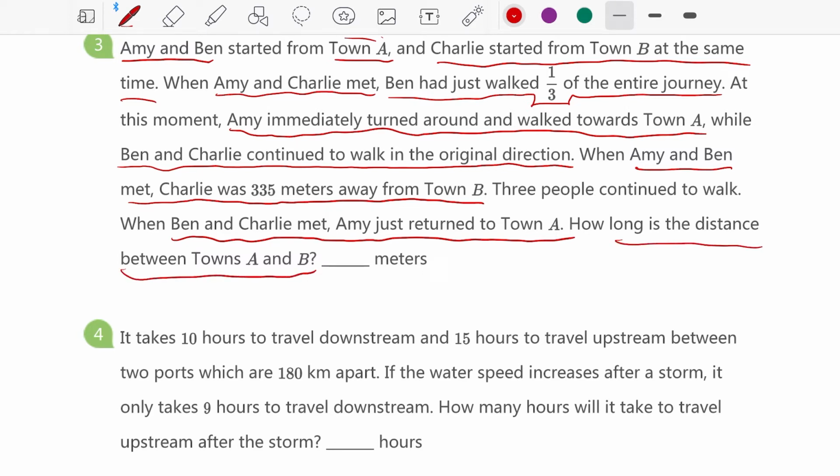It looks a little bit complicated and confusing, but not to worry, let's take a look. It can actually be simplified by drawing out a few distance diagrams for us. So let's draw them out. We have town A, and town B. So let's see, Amy and Charlie have met.